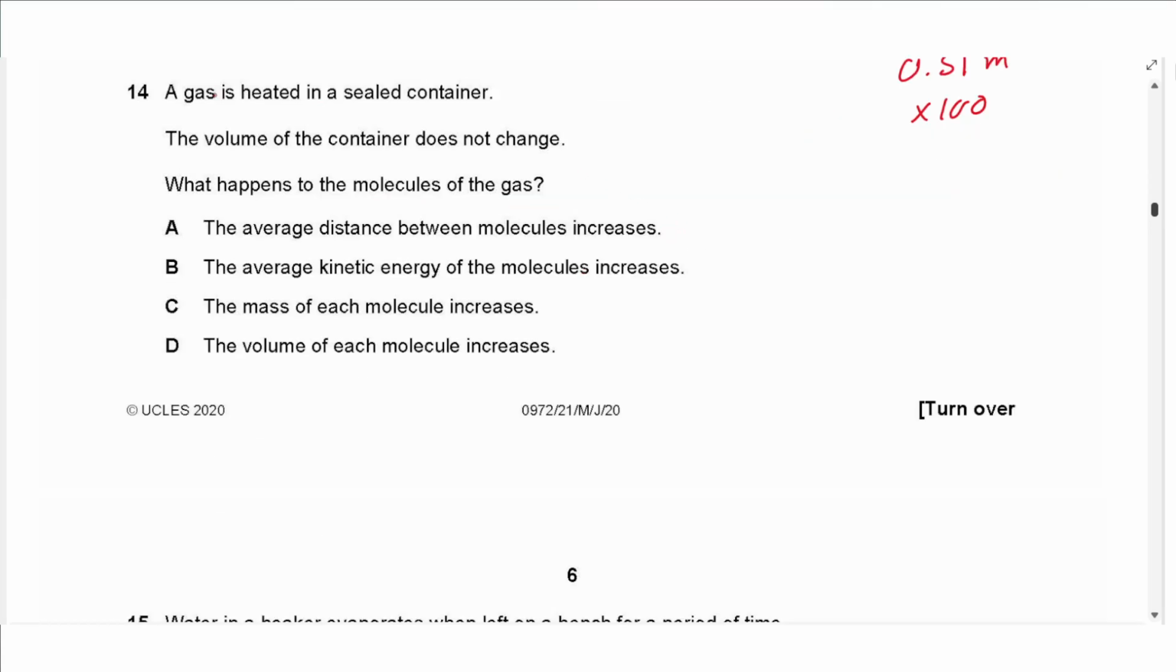Question 14 says, a gas is heated in a sealed container. The volume of the container does not change. What happens to the molecules of the gas? The average distance between molecules increases. No, because the volume is constant. The average kinetic energy of the molecules increases. Yes, because it says heated. As temperature increases, the kinetic energy of molecules increases. So this is the answer. The mass of each molecule does not change. The volume of each molecule does not change.